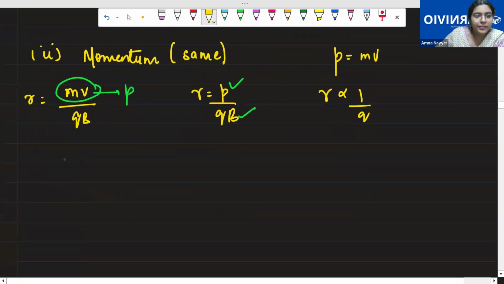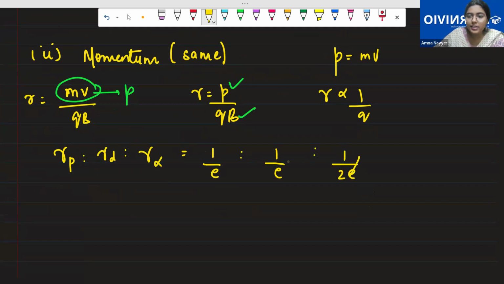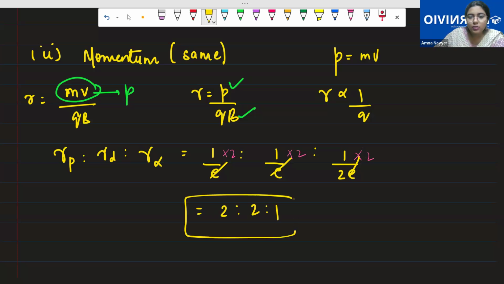So the ratio of the radius of the proton to deuteron to alpha particle will be just the reciprocal of the charges. Proton is 1 by e, deuteron is 1 by e, while the alpha particle is 1 by 2e. So e will be cancelled. Now this is coming in the denominator. If I multiply all of these with 2, the denominator will vanish. So this will be 2 is to 2 is to 1.